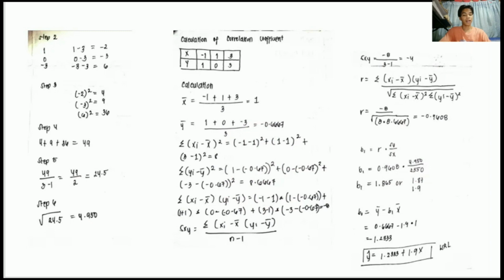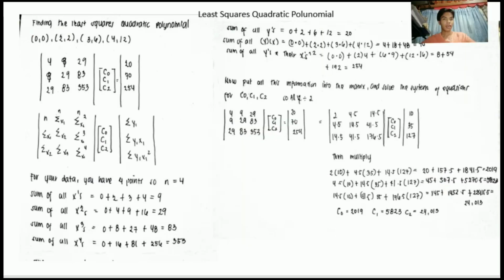So our b0 will be y mean minus b1 times x mean. So our y hat would be equal to 1.2333 plus 1.9x. That is our least squares regression line. For the next one, we have our least squares quadratic polynomial.